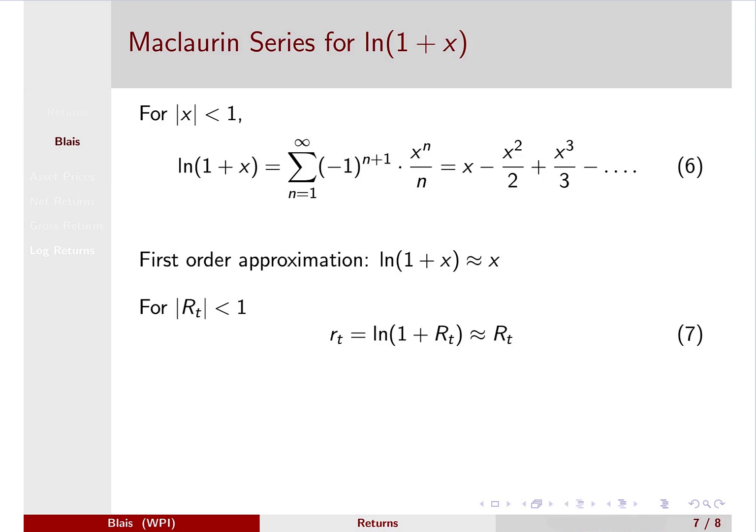If we plug in n equals 1, we get negative 1 squared times x to the 1 over 1, which is x. If we plug n equals 2 in, we get negative 1 cubed, so a negative sign, x squared over 2, and so on and so forth.